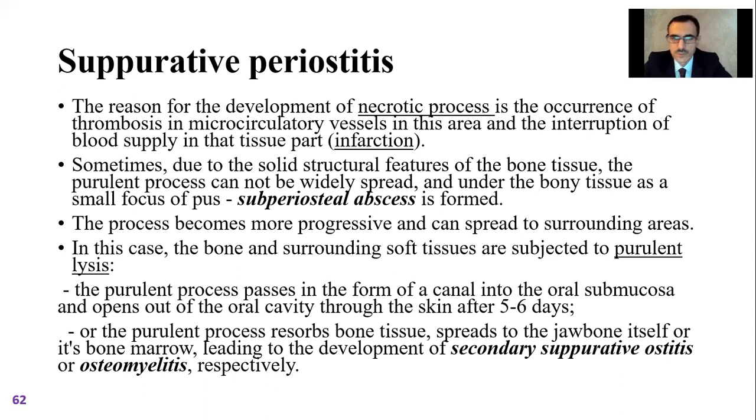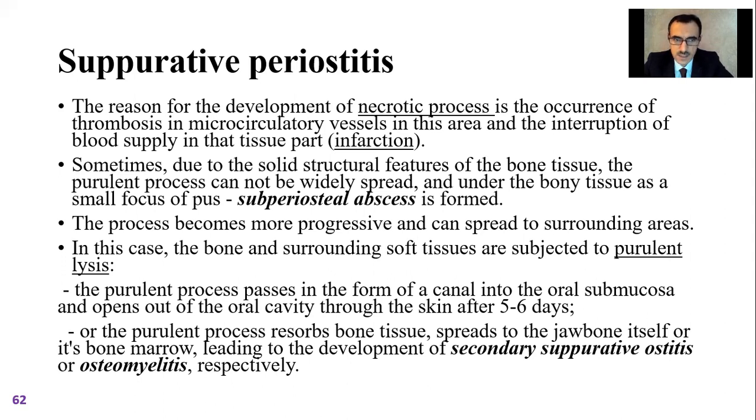So, the development of the infection. Sometimes, due to the solid structural features of the bone tissue, the purulent process cannot spread widely, and under the bony tissue a small focus of pus is formed. We call it a subperiosteal abscess. The process becomes more progressive and can spread to surrounding areas.